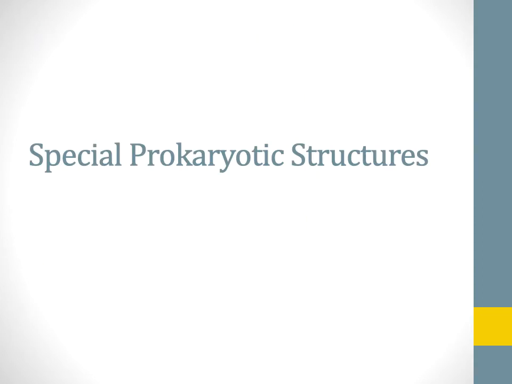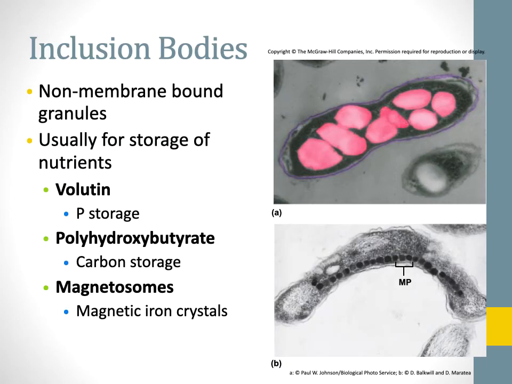So next we're going to look at some of the special prokaryotic structures that really make some of these bacteria special and unique. Because bacteria don't have inner membranes, they don't have vesicles. They do have inclusion bodies, which look kind of like vesicles, but again, there's no membrane on them. They aggregate different types of nutrients together and store them there, so we can have phosphate, carbon, or iron storage.